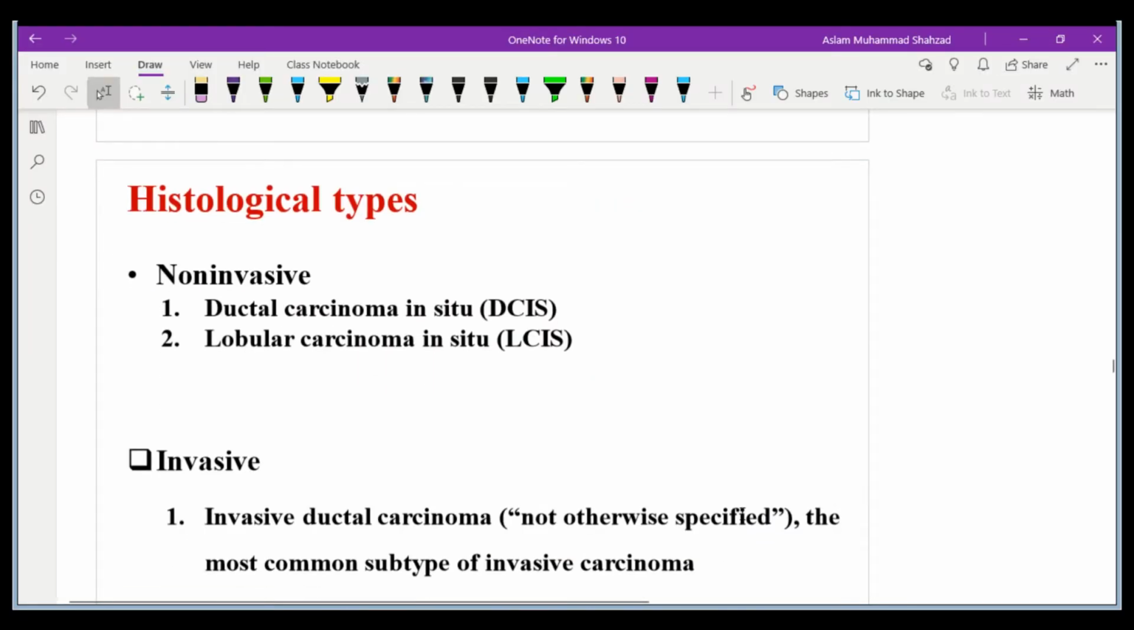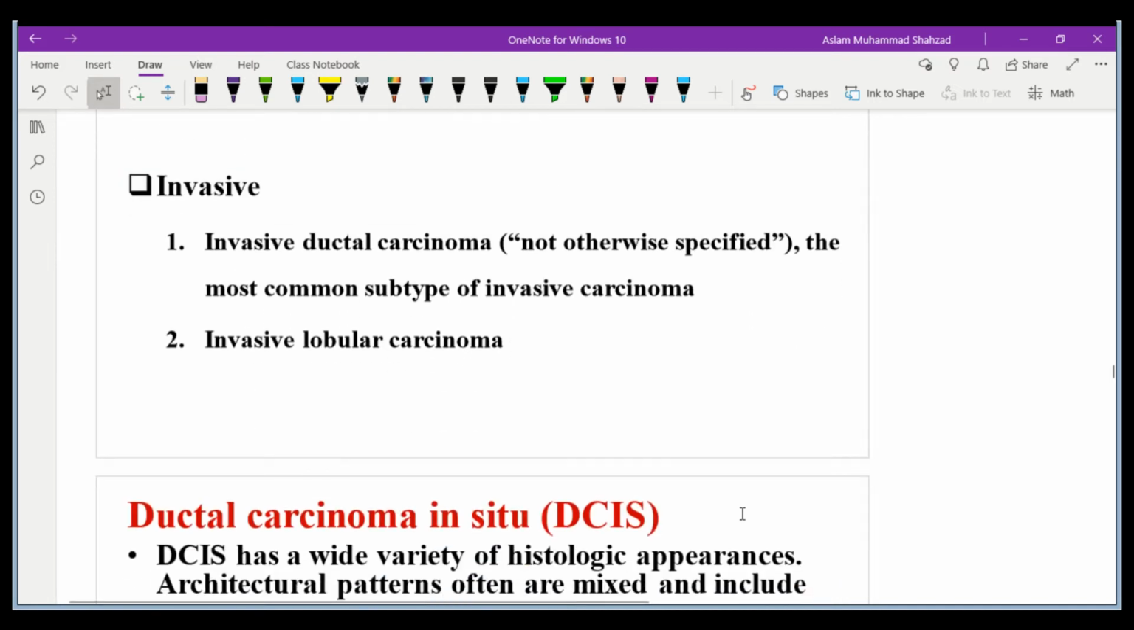Histologically, it can be classified into non-invasive and invasive. Non-invasive can be classified further into ductal carcinoma in situ or lobular carcinoma in situ, abbreviated as DCIS and LCIS. The invasive carcinoma could be ductal in nature, which we call invasive ductal carcinoma, or it could be invasive lobular carcinoma as well. So let's discuss one by one.